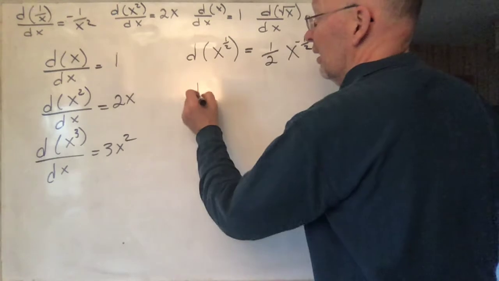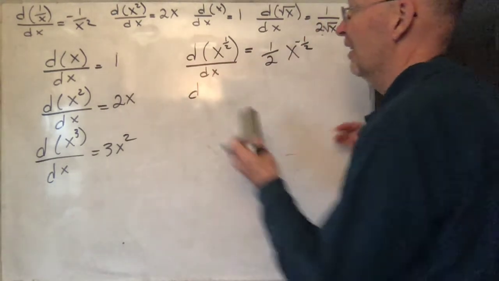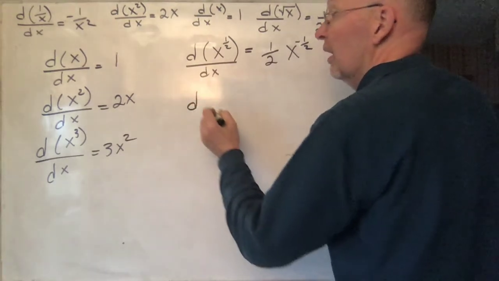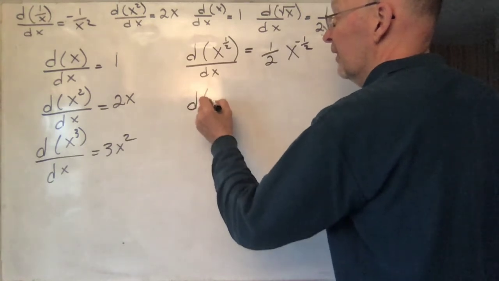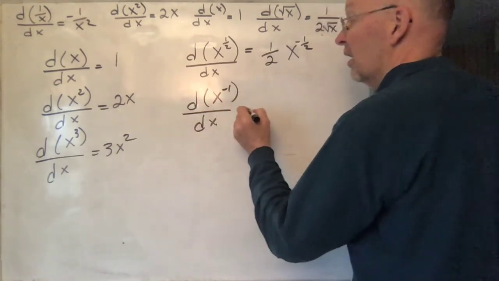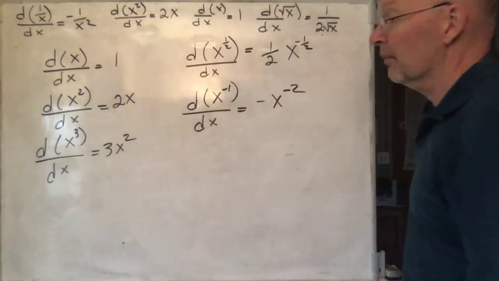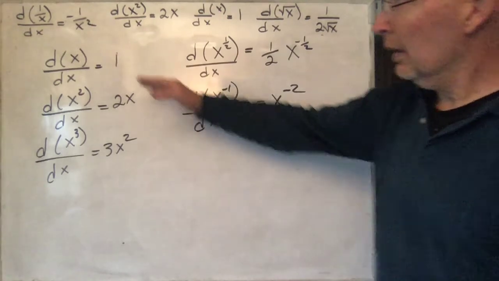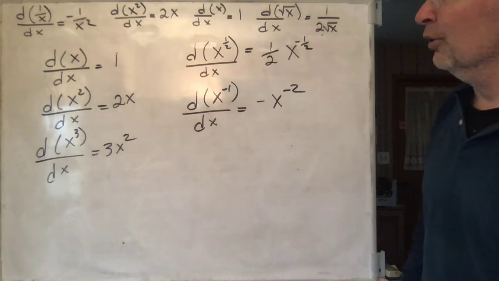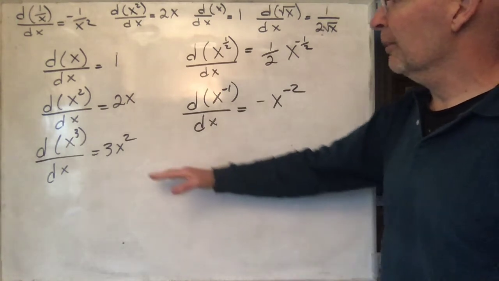And finally, the derivative of 1 over x, and I'm going to write that as x to the minus 1, is negative x to the minus 2. Do you see a pattern? Okay, you can turn the video off if you want and just think about it, or put it on pause.